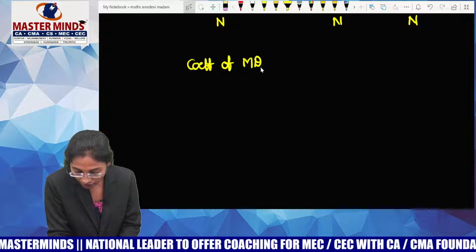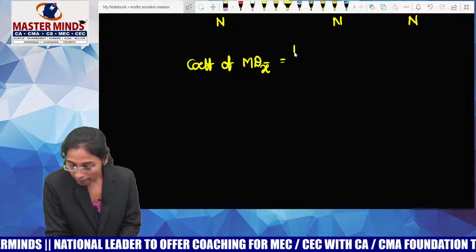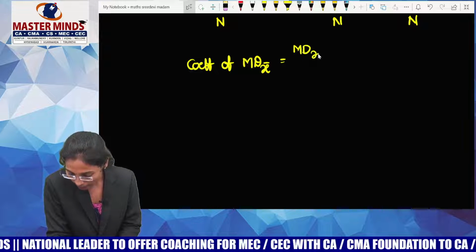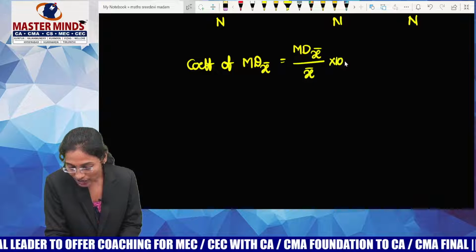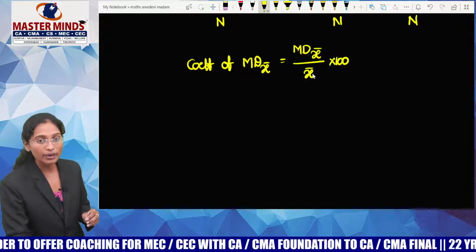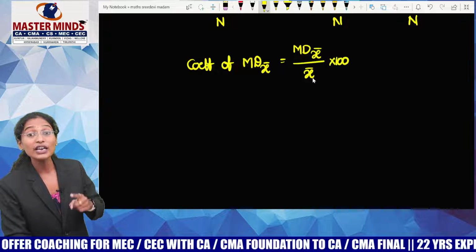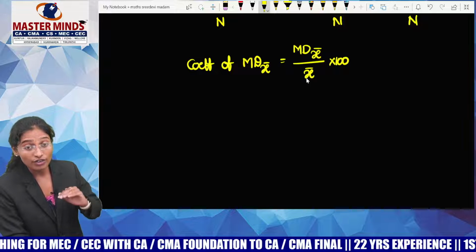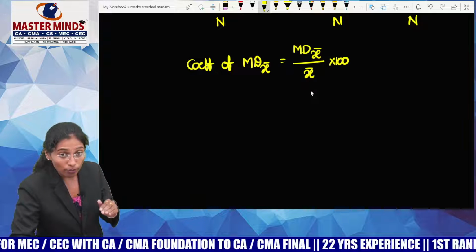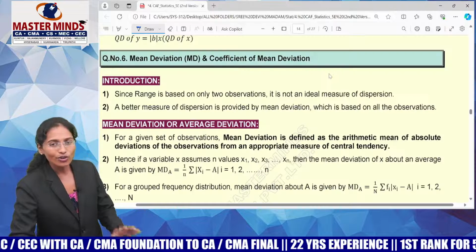Coefficient of mean deviation from mean equals mean deviation from mean by mean into 100. Now, can you guess the formula for coefficient of mean deviation from median? Mean deviation from median by median into 100. What is the formula for coefficient of mean deviation from mode? Mean deviation from mode by mode into 100.